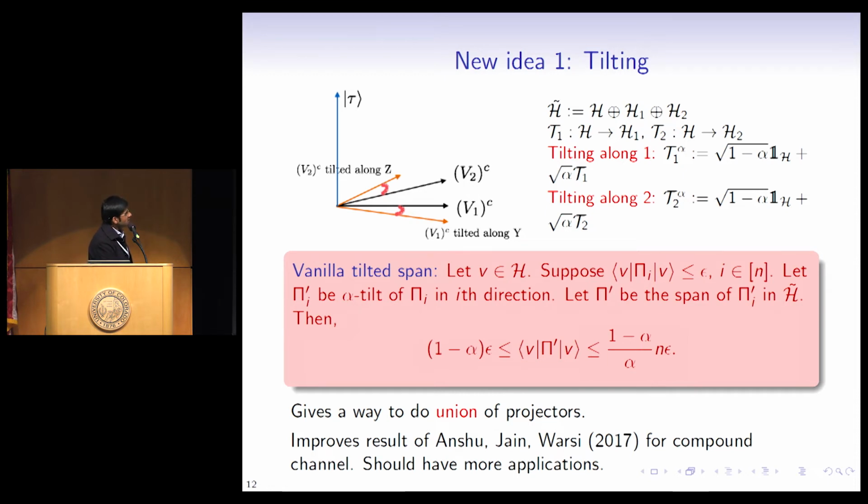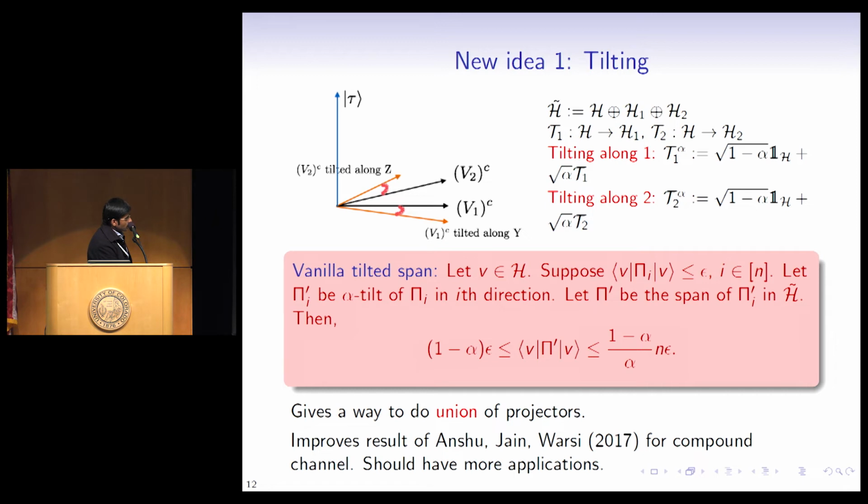And pi_i prime is the alpha tilt of pi_i in the ith direction, which is given by the above definition. So in the above definition, if I ask what is pi_1 prime, it is nothing but substitute i equal to 1. Let pi prime be the span of pi_i prime in H hat for all i. So this is nothing but the union of pi_i prime for all i's. Then we have this theorem.